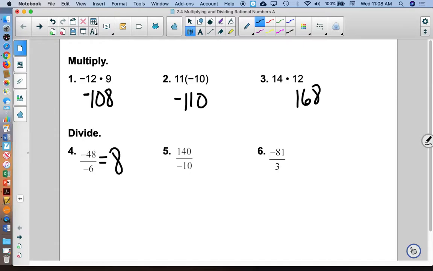Okay? What about 140 divided by negative 10? Will it be positive or negative? It's going to be negative, and my final answer is negative 14. Good. Negative 81 divided by 3. Positive or negative answer? Cole? Negative. Good. And at that point, 81 divided by 3 is what? What's it going to be, Ben? Negative 27. Just checking our rules, right?